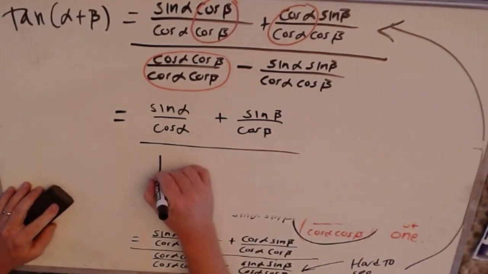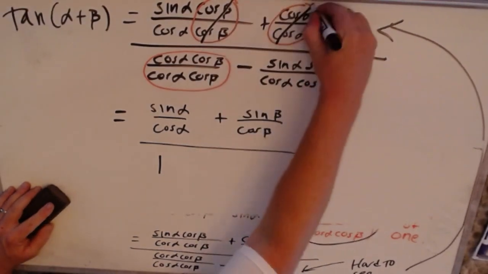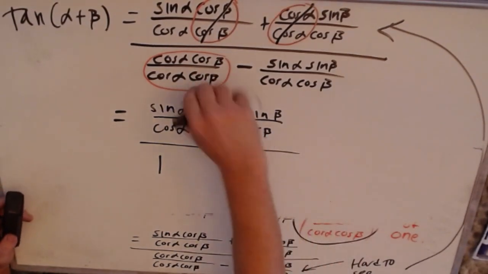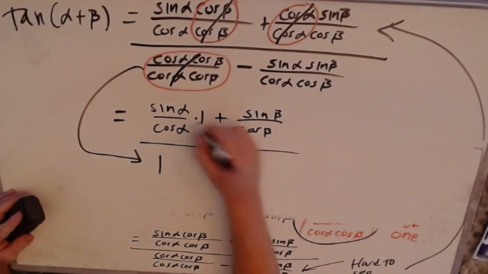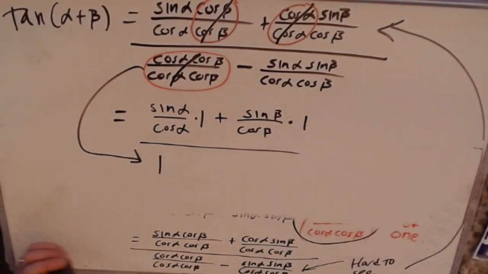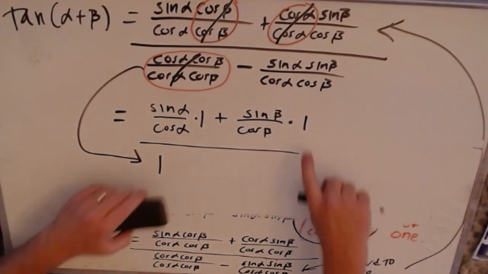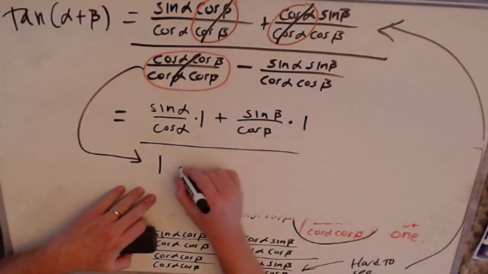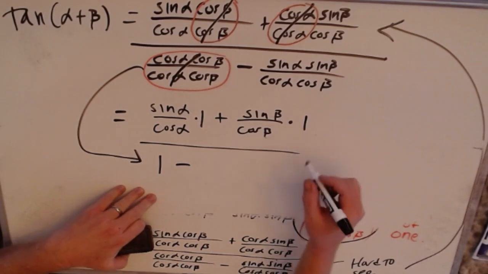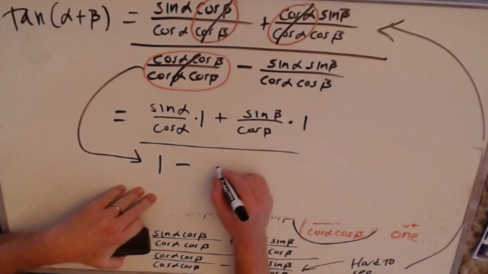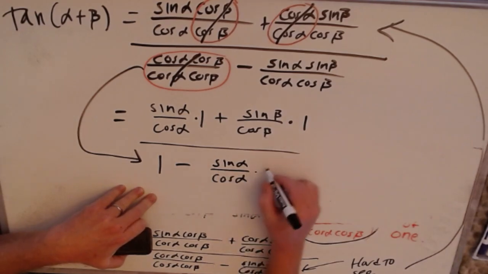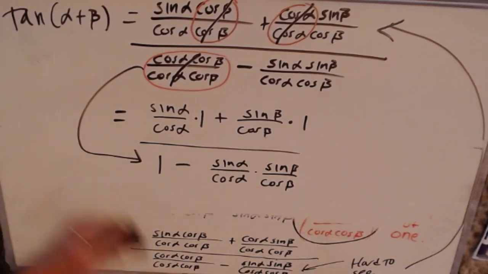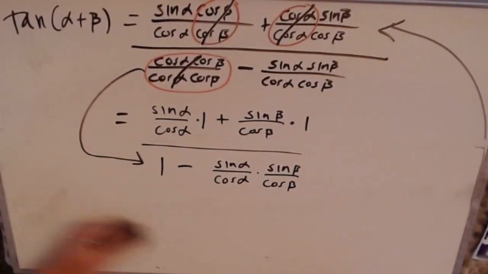over 1. So these are going to cancel essentially. They become 1. This is going to cancel, but don't forget you actually have to put the 1 here. Technically there's a 1 here and there's a 1 here, but obviously I'm not going to write these ones. And then you have sine alpha, cosine alpha, and then sine beta, cosine beta. And this is your finale.